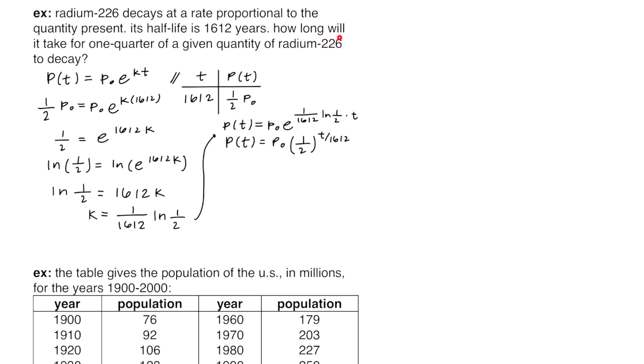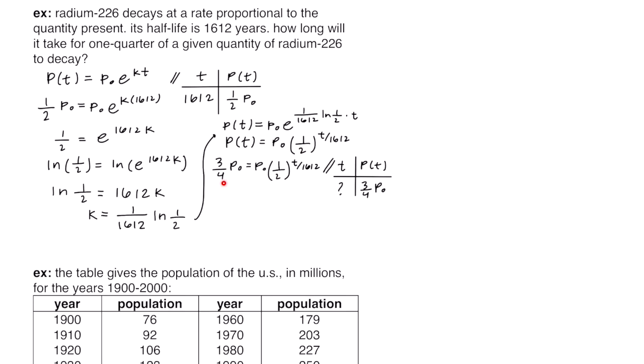Next it says, how long will it take for 1/4 of a given quantity of radium-226 to decay? So the important thing to note is it's saying that 1/4 is going to decay, so that means that you have 3/4 left. So again, P of t represents the amount present, so if a quarter decays, then you have 3/4 the initial amount that's present. So we're going to go ahead and plug this into our equation.